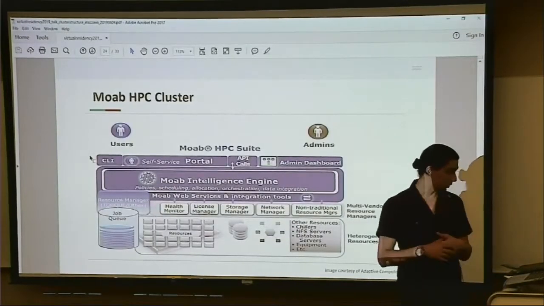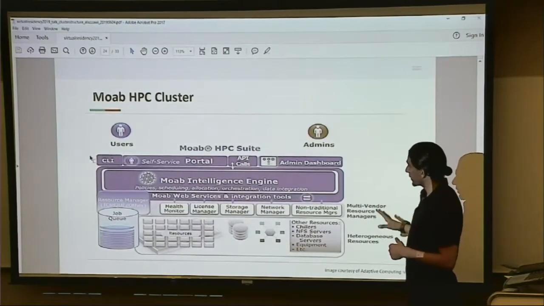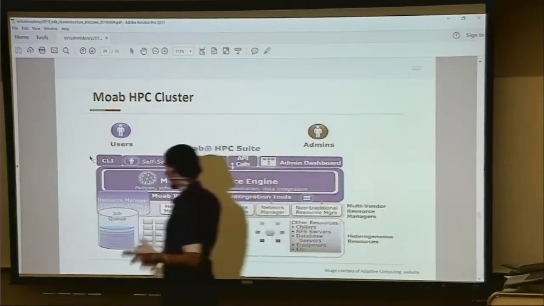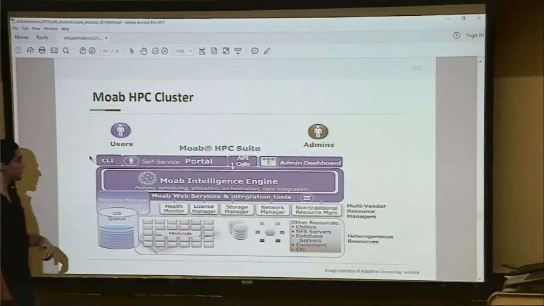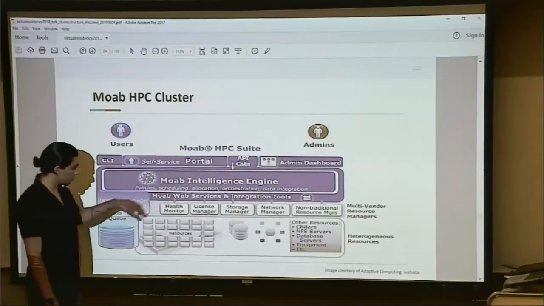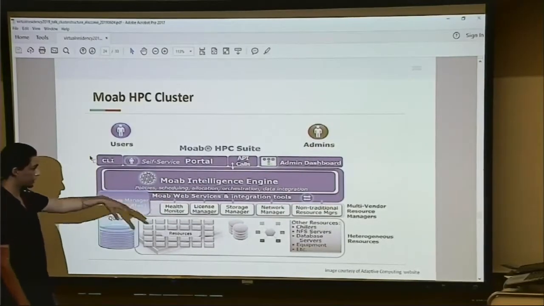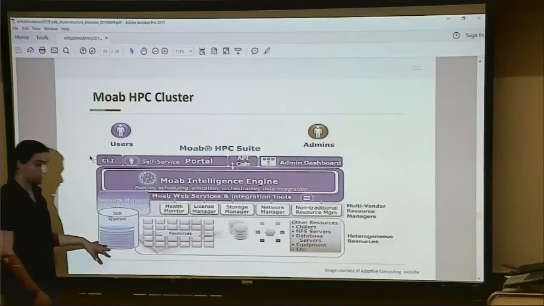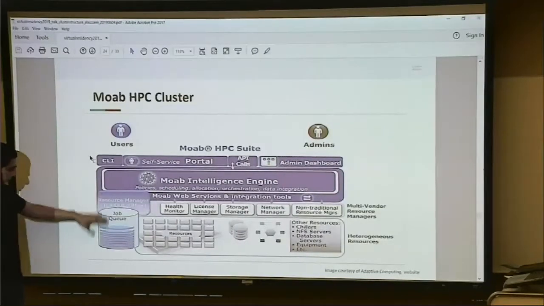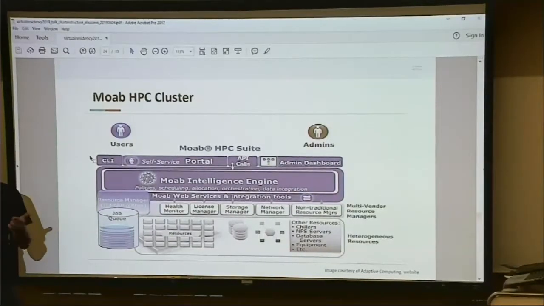Then another example that I found explains a little more because it shows you how the jobs are being queued. Users are coming in, and your admins are watching the system. From here you have the different components: health monitoring, licensing, storage, and network. And then you have your jobs being submitted to the queue. Jobs can be scheduled based on first in, first out, or maybe based on project or the PI, how much money they paid.